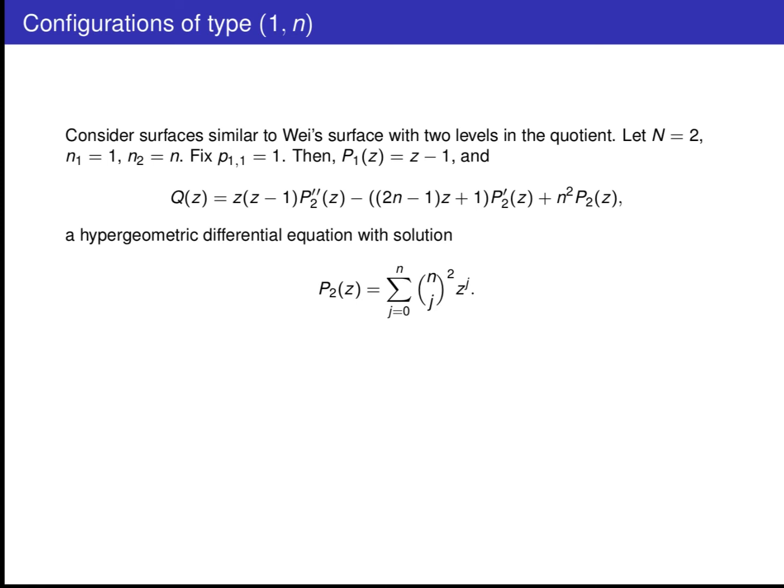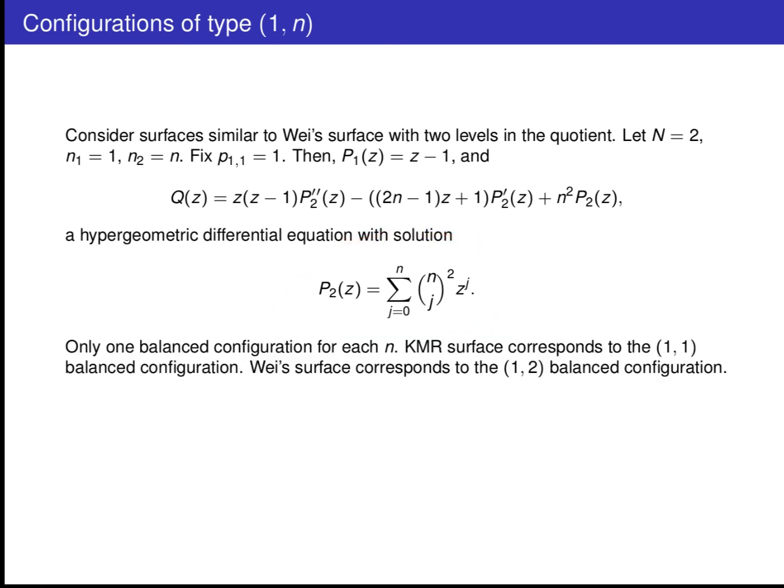So we'll fix p sub 1,1 equal to 1. Then the polynomial p1 of z is equal to z minus 1. And then we get our differential equation for q, which is a hypergeometric differential equation. And it turns out it has a solution, p sub 2 of z equal to the sum j equals 0 to n of n choose j squared times z to the j power. Turns out there's only one balanced configuration of this type 1, n for each natural number n.